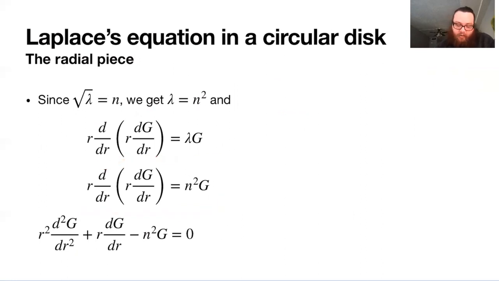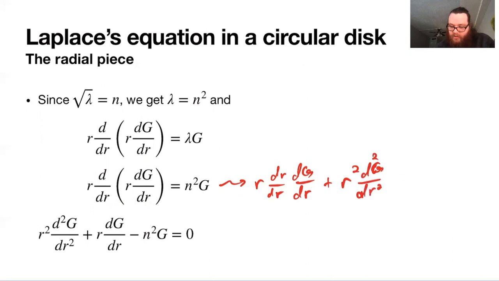Okay, and now what we're going to do is distribute this derivative. So this is going to be r d/dr applied to that times the second, dG/dr, plus r times this applied to the second. So r squared, d squared G/dr squared. And then bring that n squared G to the other side. All that's equal to 0. Derivative of r with respect to r is 1. And so then we end up with this.